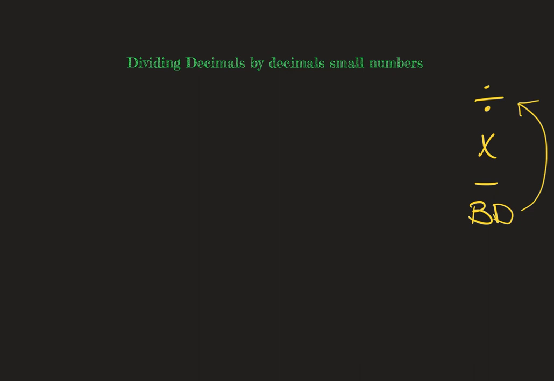So with that being said, let me give you a quick little example of what we're going to be doing today. And that is dividing decimals by decimal small numbers. We have 24 hundredths divided by 4 tenths. In this problem, the first question I have to ask is, do I have any decimals in my divisor? And this time, yes, I do.